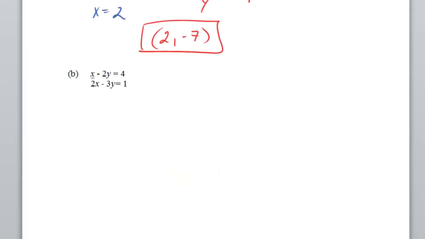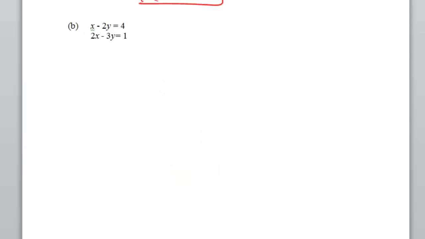Alright, so let's take a look at part B. Again, I'm looking for the variable that has a coefficient of 1 or -1, and so you can see here that this x is going to be the easiest to isolate by itself. So I'm going to move the 2y over to that side, and now I'm going to replace the x value this time. And so I'm going to leave a blank spot where my x value is, and in place of my x value I'm going to put 2y plus 4, and now I'll solve this for y.